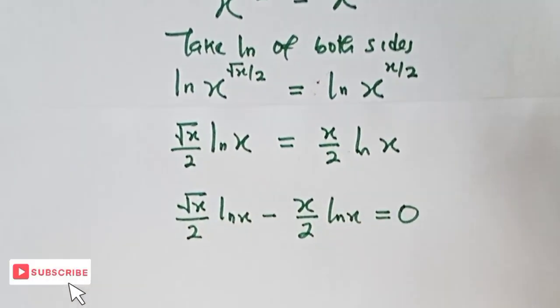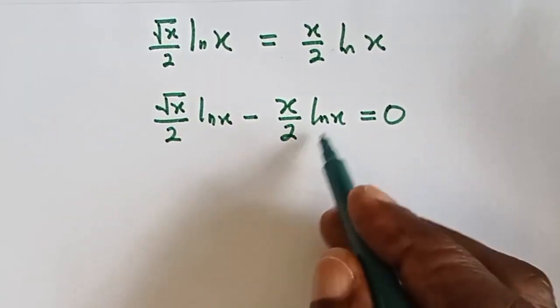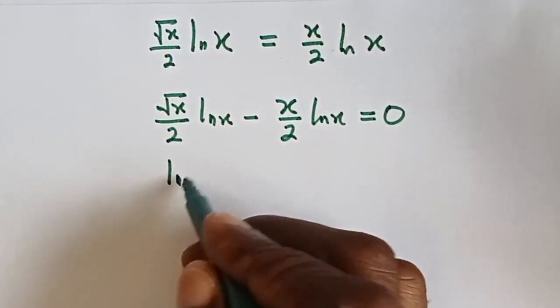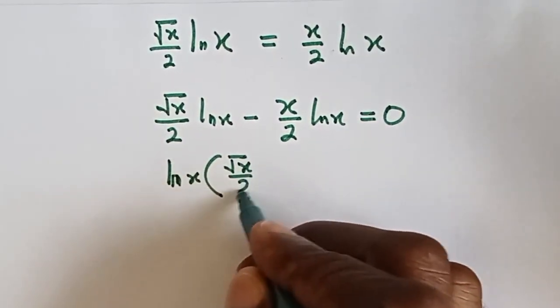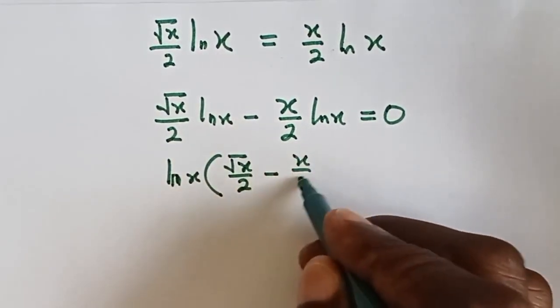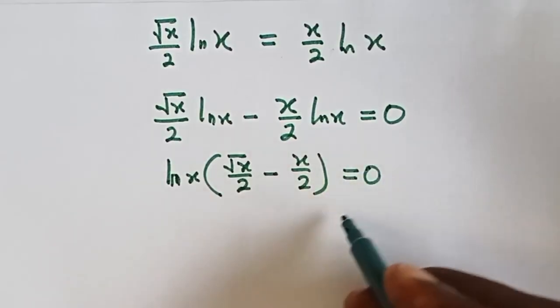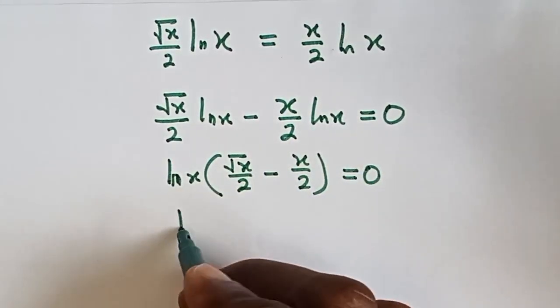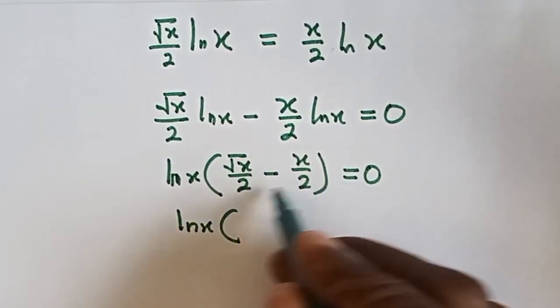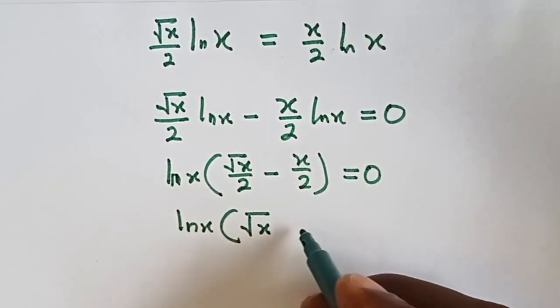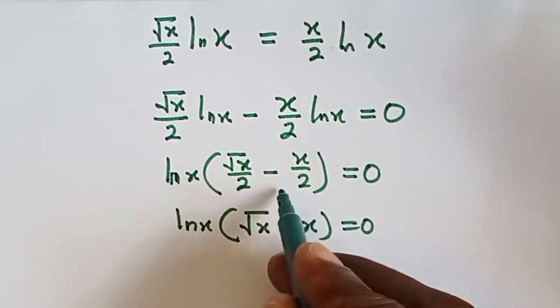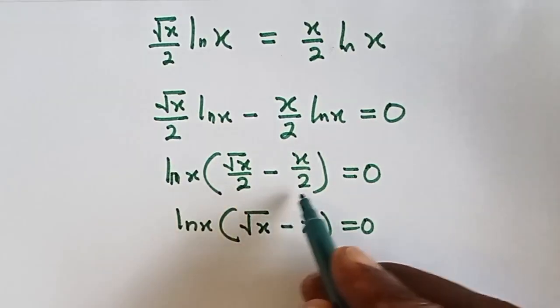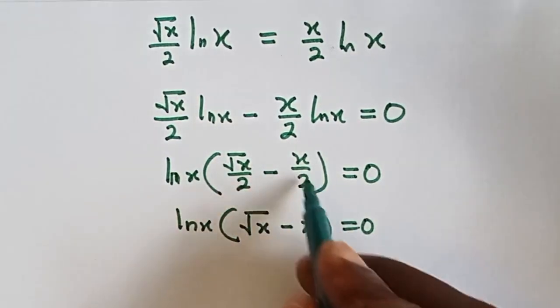0. Alright, so let's factor out ln x. Ln x is common, so we have ln x times root x over 2 minus x over 2 equals 0. Alright, so this is same thing as ln x, these two we cancel out, we have root x minus x equals 0. Okay, so by the time we find the LCM, it's going to give us 2, then 2 multiplied by 0 will give us 0. So this is same thing as this.